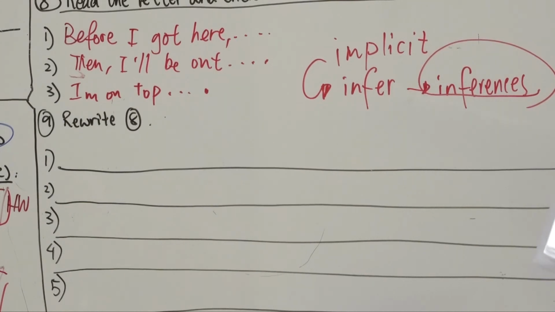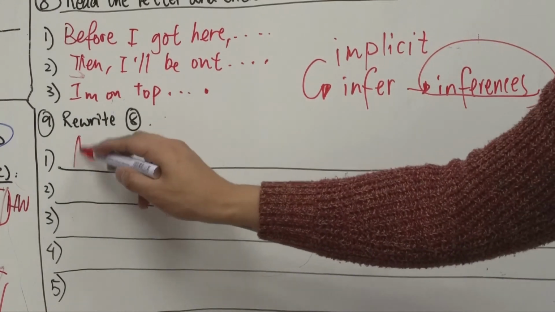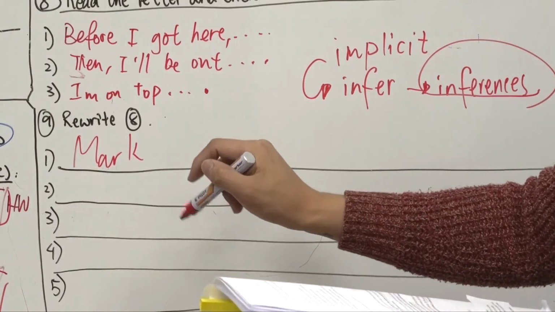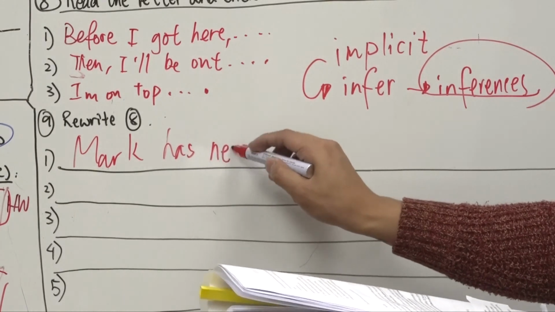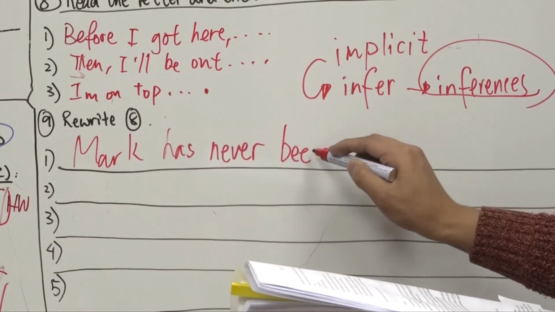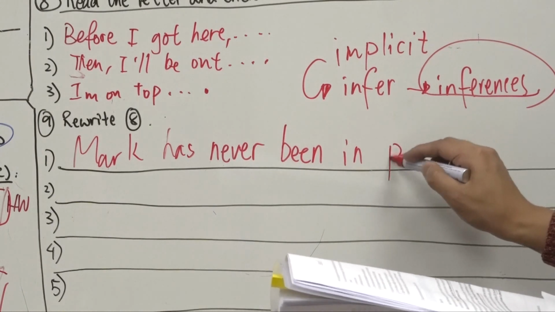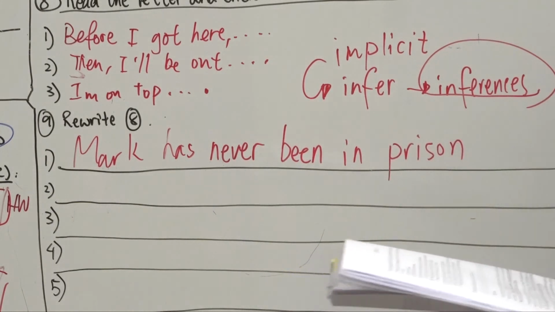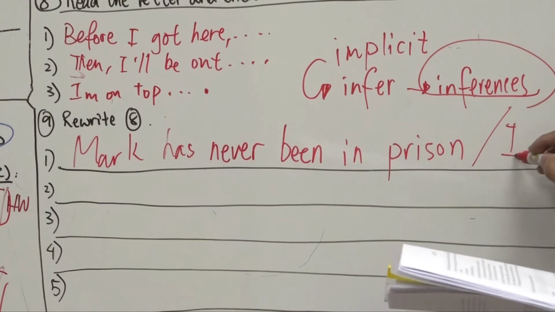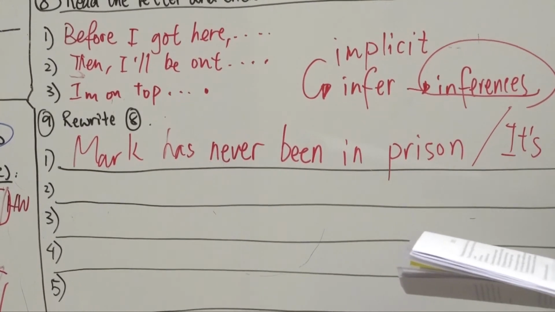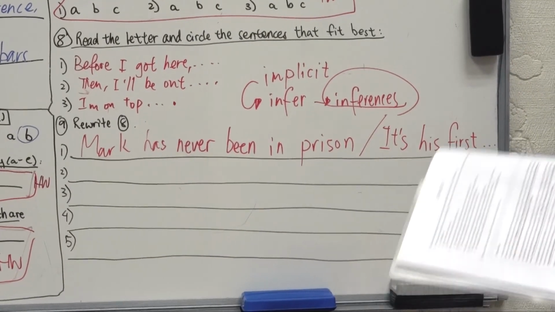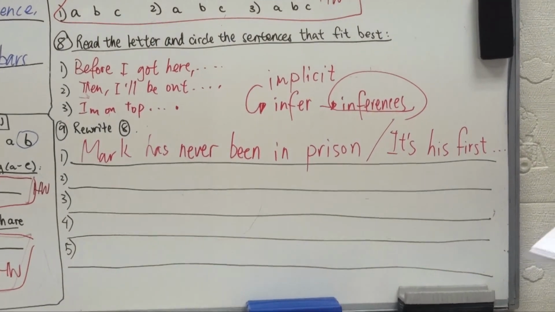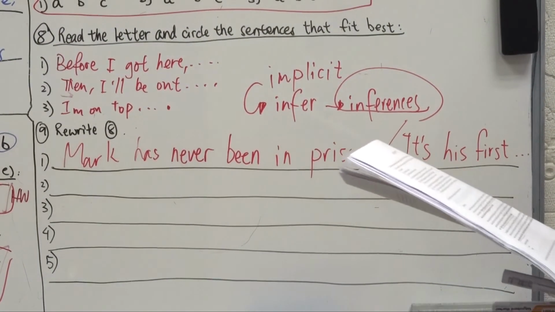What can we infer? What is the implicit that we can infer? Right? Mark has never been in prison. Right? Or we can write this down another way, right? It's his first time in prison, right? Any way you want. You're free to write down what you can infer. It's your own inference, okay?